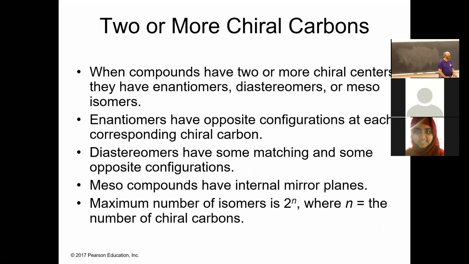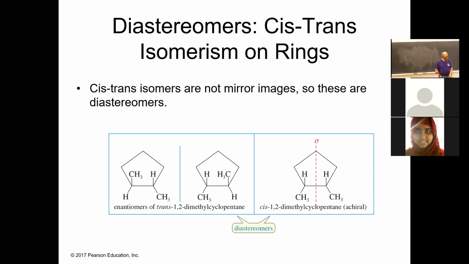You have to have two or more chiral carbons to have diastereomers. And you have to have two or more chiral carbons to have meso compounds. Back here, the cis isomer is what we call a meso. It's an achiral diastereomer, and it's achiral because of that plane of symmetry. That's the most common reason. There are a couple of other reasons that a meso could be achiral, but most commonly it's a plane of symmetry.